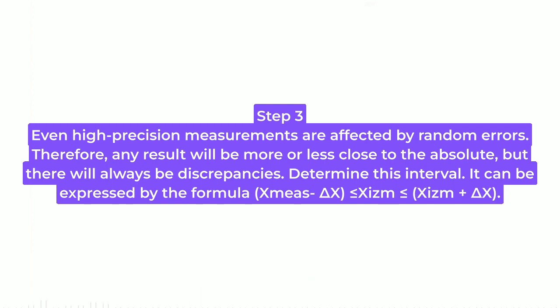Step 3. Even high-precision measurements are affected by random errors. Therefore, any result will be more or less close to the absolute, but there will always be discrepancies. Determine this interval. It can be expressed by the formula: x_meas minus increment x is less than or equal to x_true, less than or equal to x_meas plus increment x.